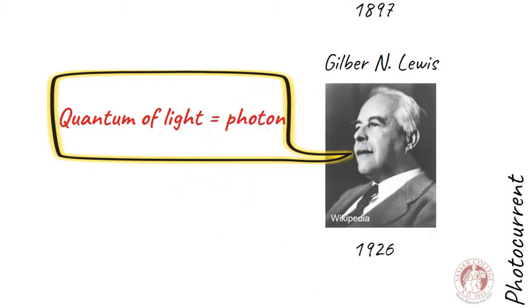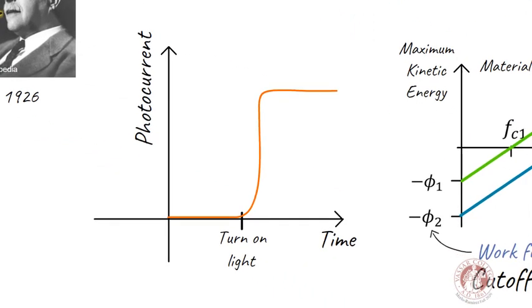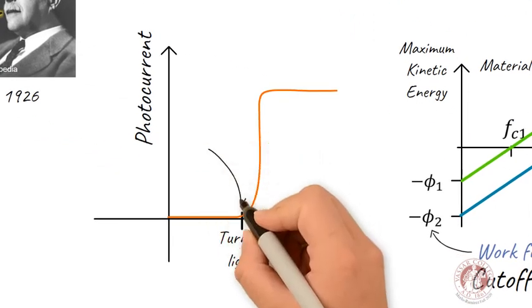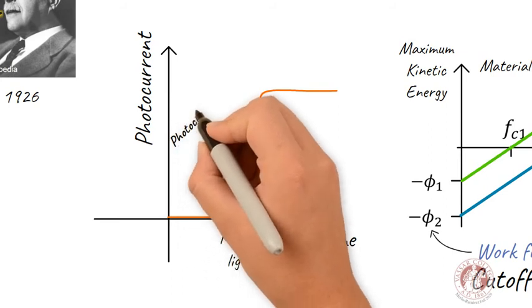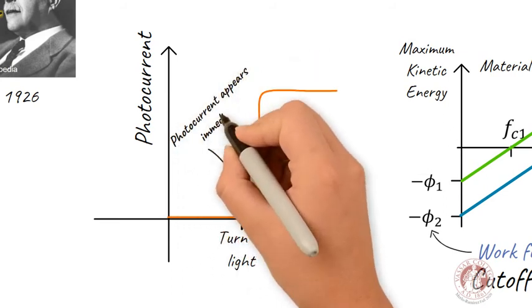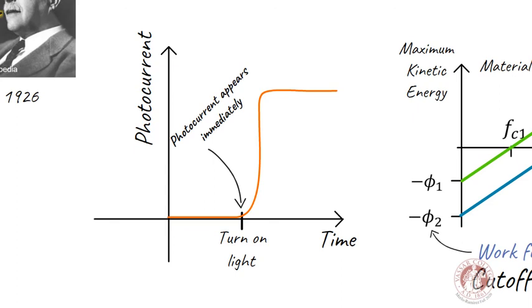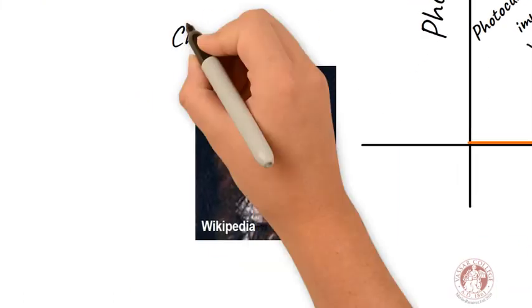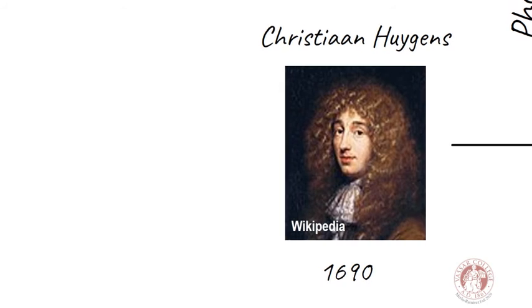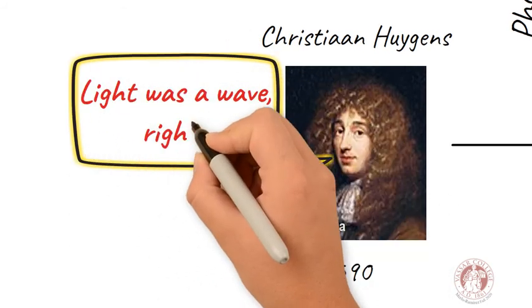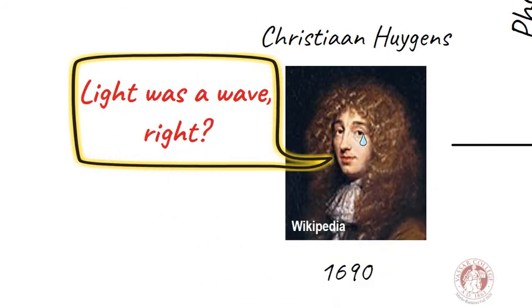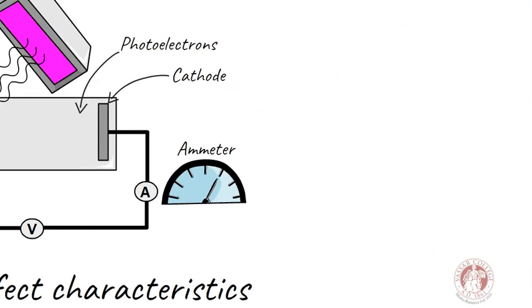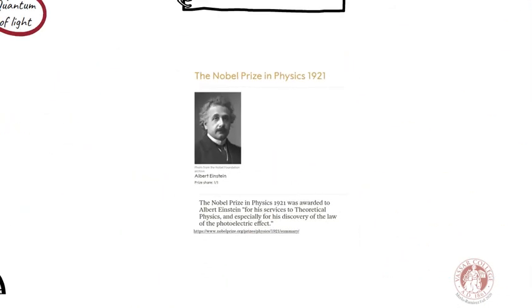The final characteristic of the photoelectric effect we have to discuss is the immediate emission of photoelectrons when the light source is on. It is generated by the so-called one-to-one interaction, meaning that a single photon interacts only with a single electron. It is clear that this is only possible if the photon behaves as a particle, rather than a wave. Finally, because of this discovery, Albert Einstein was awarded the Nobel Prize in 1921.